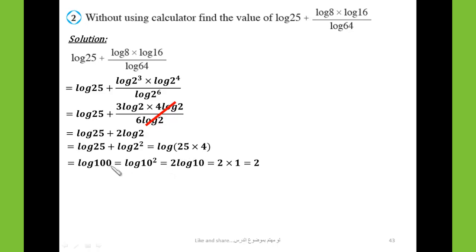And 100 is 10 power 2. And we write it again using the property of the power. It will be equal to 2 log 10, and log 10 equals 1, as the base of this logarithm equals 10. So log 10 to the base 10 equals 1. And the result will be 2 multiplied by 1 equals 2.